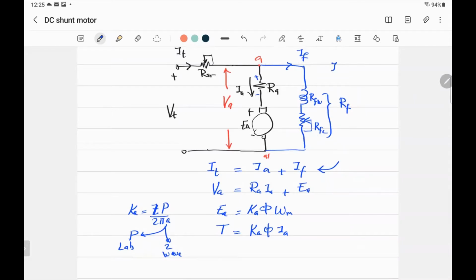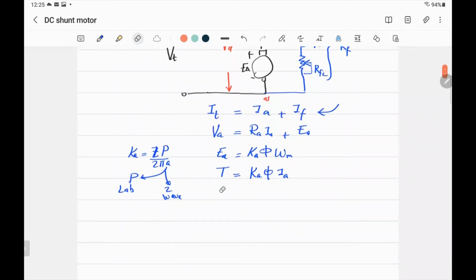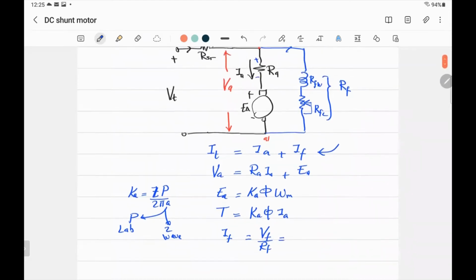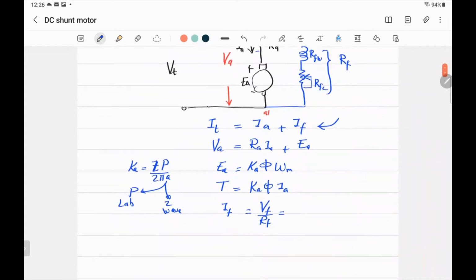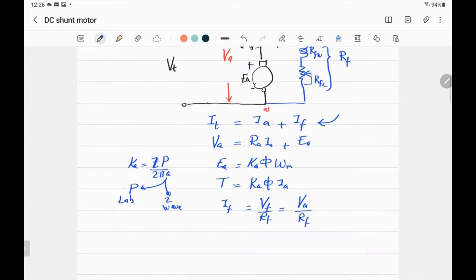You can say that IF, let me just write in the same equation here. So if you want to find IF, it should be VF over RF. And in a shunt motor, the VF, the voltage across the field, is the same as across the armature. It's equal to VA divided by RF. That's the whole equation you need in a shunt motor. If you understand, you could be okay.